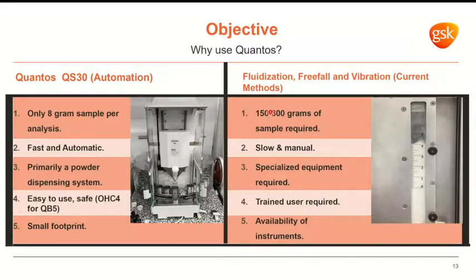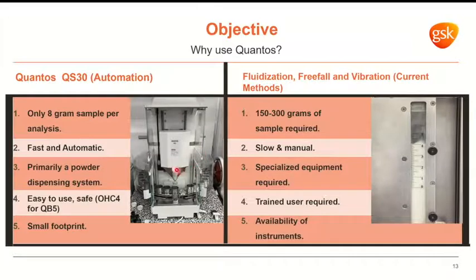For example, fluidization requires upwards of 300, whereas the free fall requires around 150 grams of powder. So as you know, APIs can be very expensive in pharmaceutical settings, and sometimes they're very limited as well. So if we can develop this new method to study segregation, it can save us a lot of API.